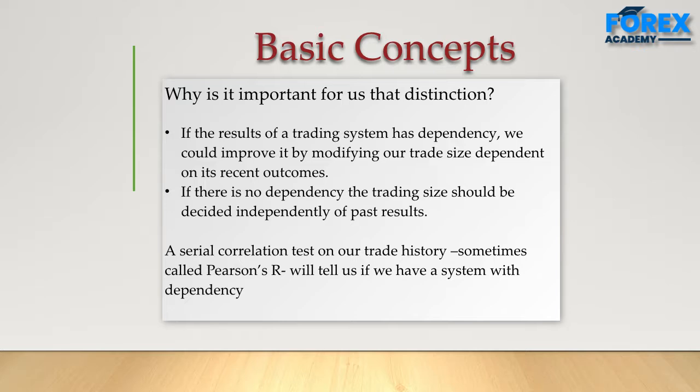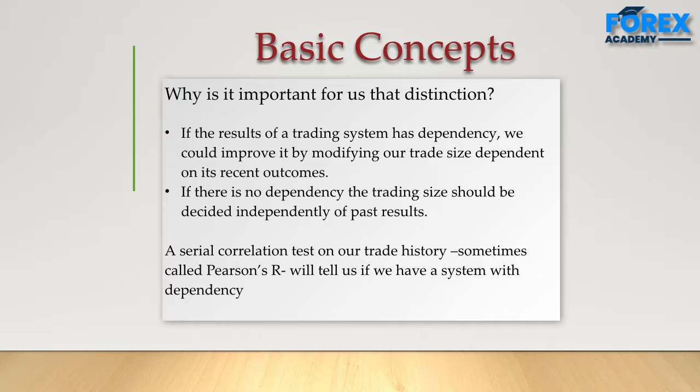Why is that distinction important for us? If the results of a trading system have dependency, we could improve it by modifying our trade size, dependent on its recent outcomes. For example, increasing or reducing our trade size after a previous gainer, or after a previous loser. If there is no dependency, the trading size should be decided independently of past results.